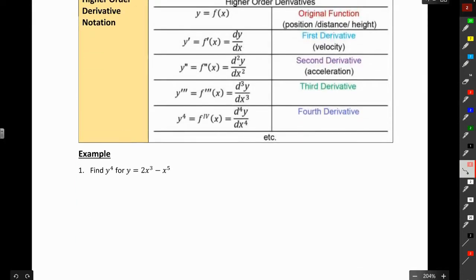We want to find the fourth derivative of this function. So we're just going to take the first derivative to start using the power rule. Now we're going to take the second derivative. So in other words, we're taking the derivative of the first derivative.